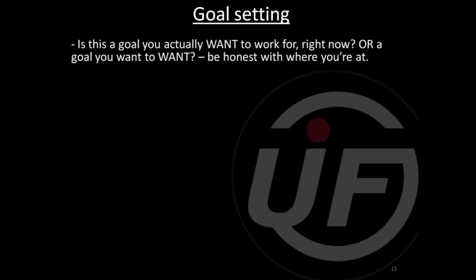All right, goal setting. So this is a common one. Is this a goal you actually want? Sometimes people come to training, they're more interested in impressing me than actually doing their own thing. And so they'll tell me goals that they think I want to hear. At the end of the day, it's about you.